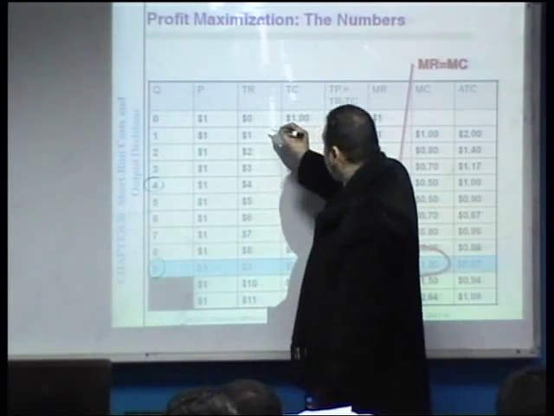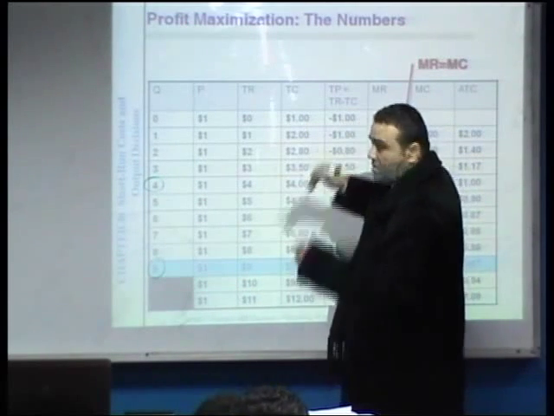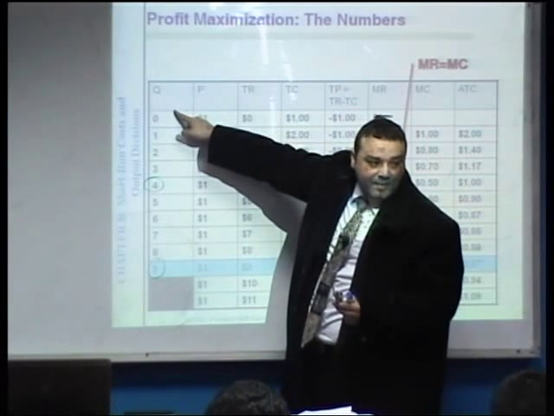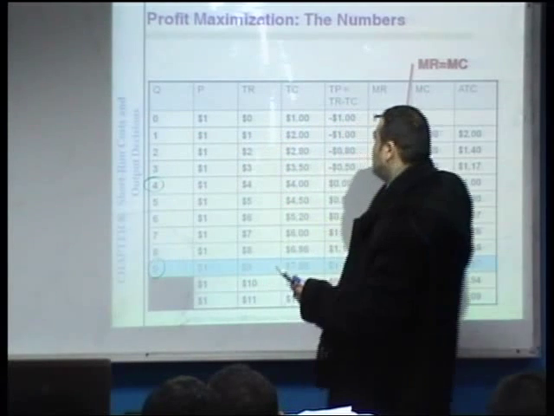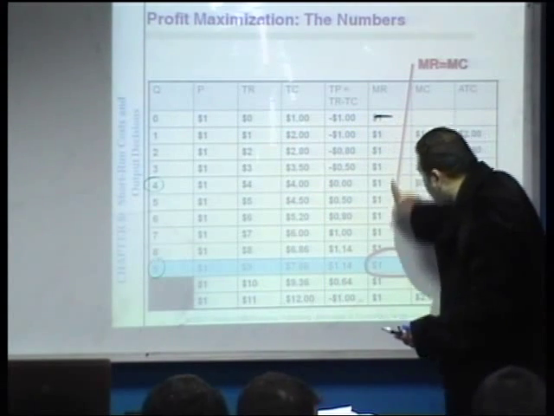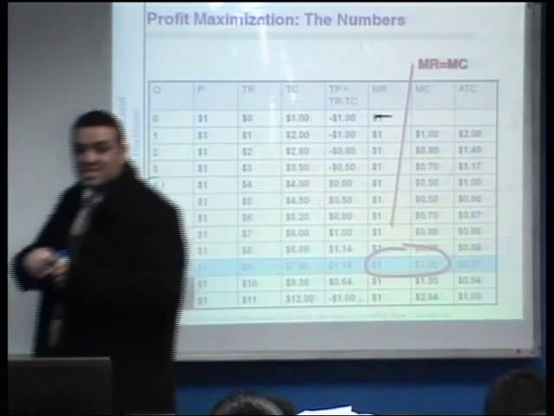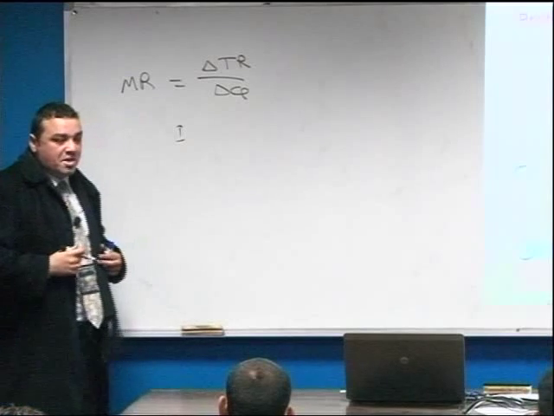Total revenue for the first case is 0, so it is unknown. Then 1 minus 0 over 1 minus 0 equals 1, and 2 minus 1 over 2 minus 1 is 1. So in all cases, the marginal revenue equals how much? 1. In the perfect competition market, the price equals the marginal revenue, and it's a theory.